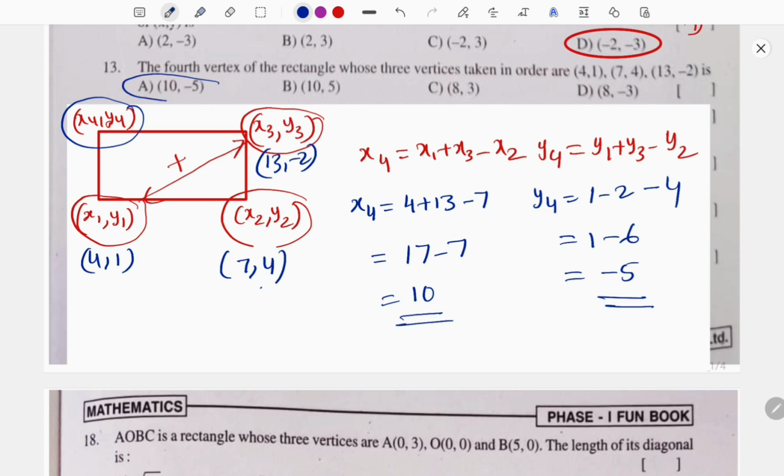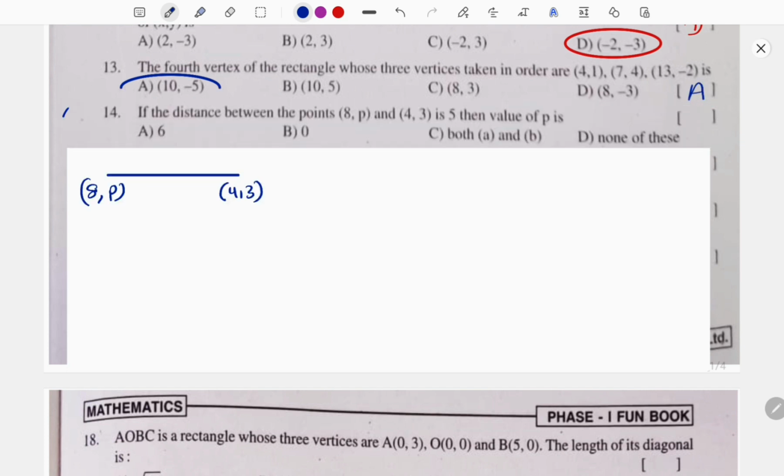What is the option now? Option A is the right answer. Now see that 14th question: if the distance between the points 8 comma p and 4 comma 3 is 5, then find the value of p. You know how to find the distance, yes or no? So now the distance is 5.